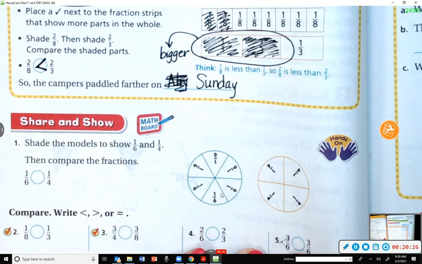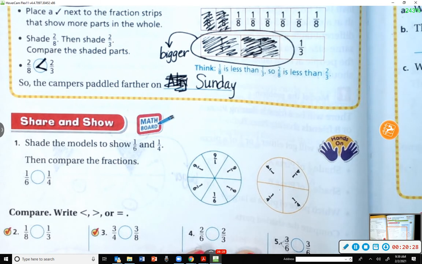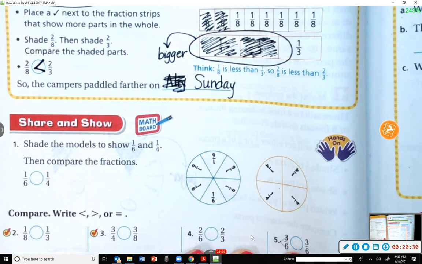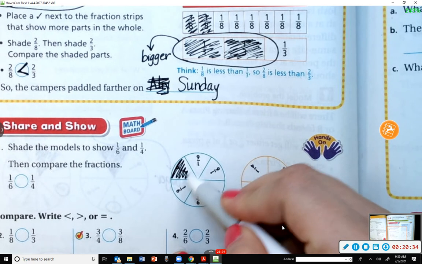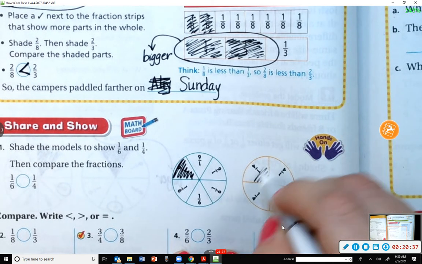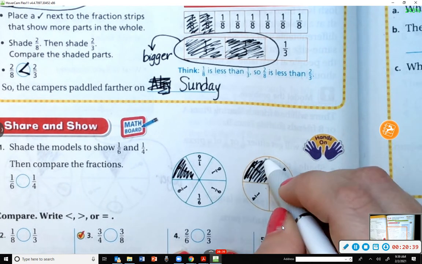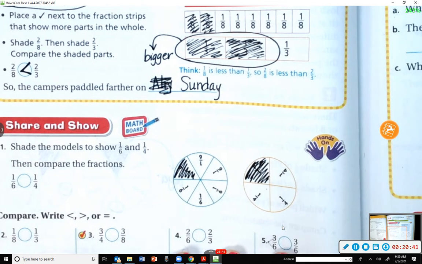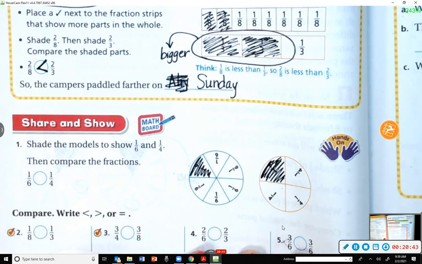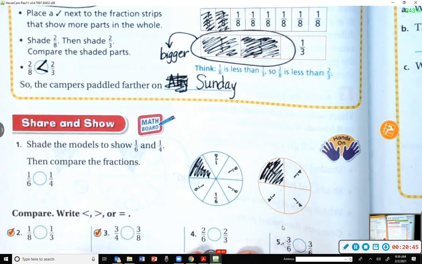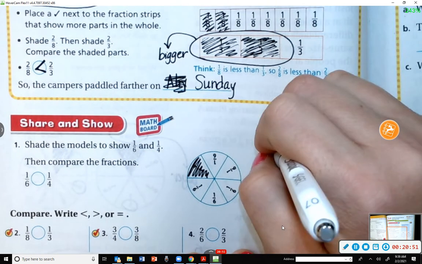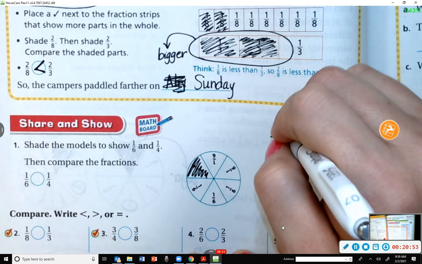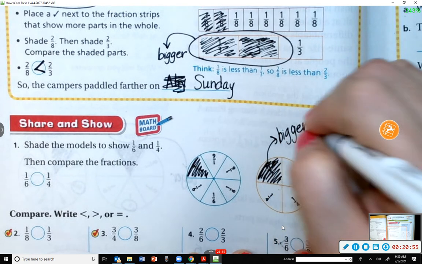Okay. Number 1 says shade the models to show 1/6 and 1/4. So shade your pieces. Okay, can you tell just by looking at the shaded parts which one has more shaded? Bryson? 1/4. So label it bigger. 1/4 is bigger, right?